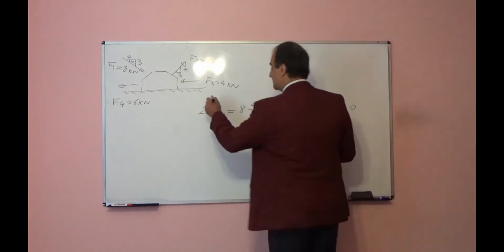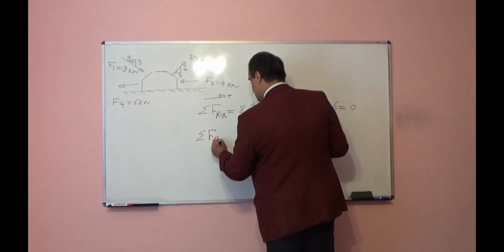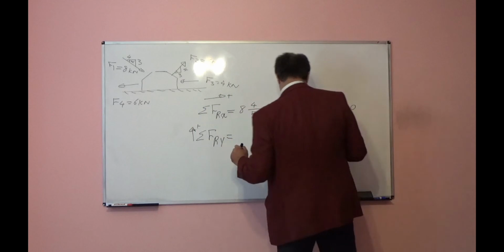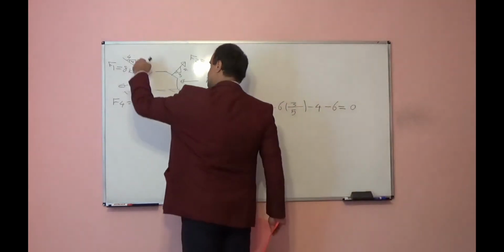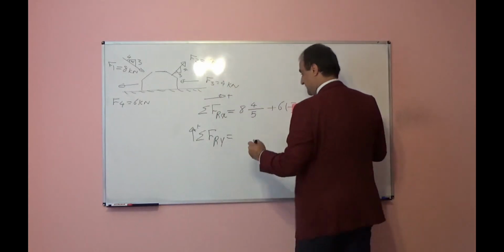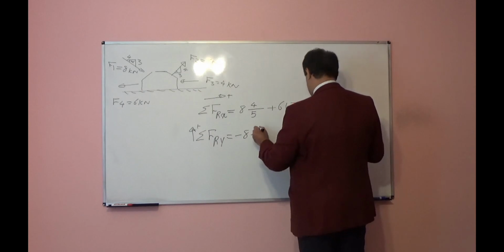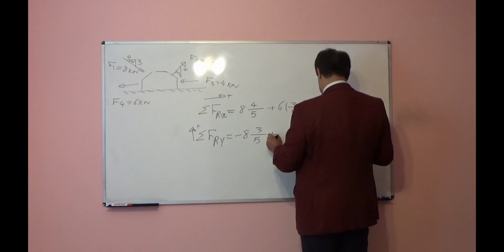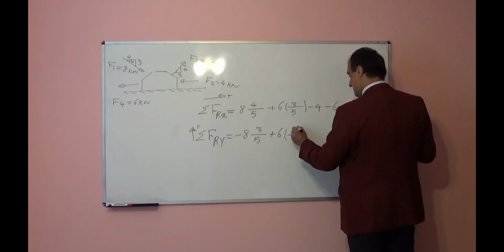Summation of all forces in the y direction, this will be in the inverse direction of y, so it will be negative 8 times sine of that angle, which will be 3 over 5, plus 6 times 4 over 5.